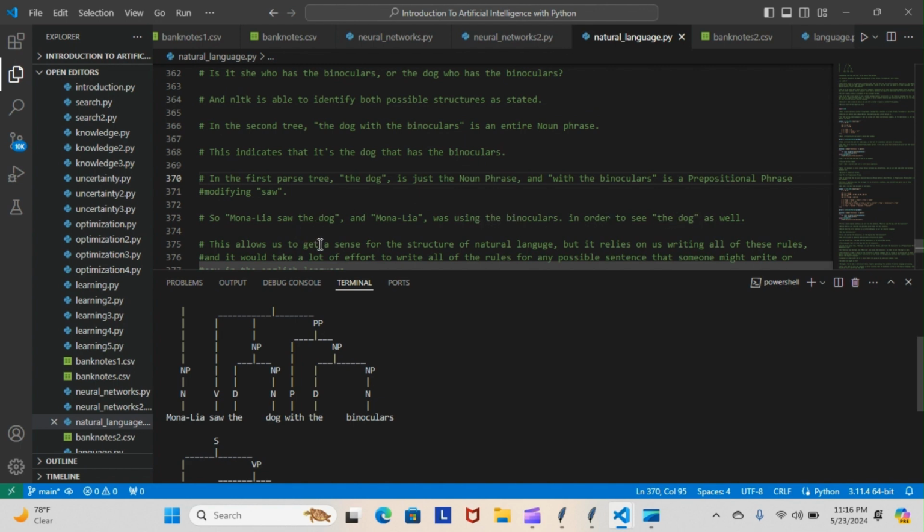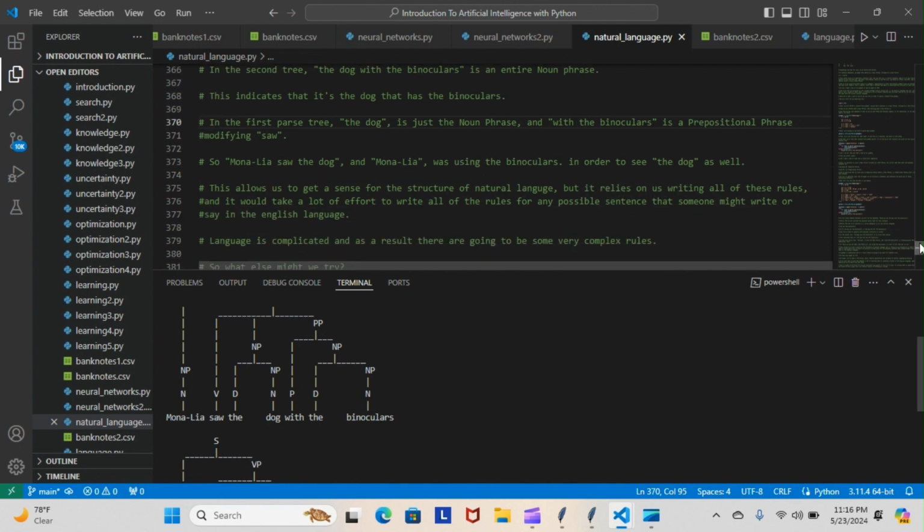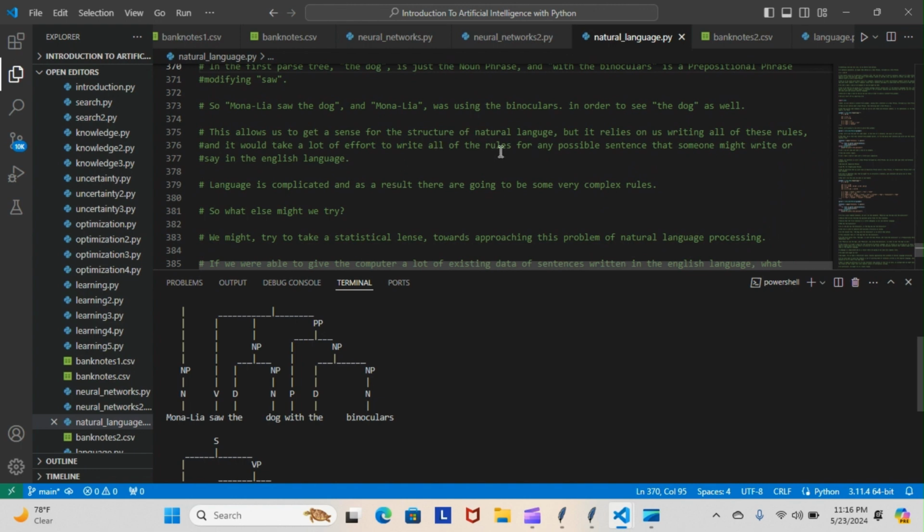This allows us to get a sense for the structure of natural language, but it relies on us writing all of these rules. It would take a lot of effort to write all of the rules for any possible sentence that someone might write or say in the English language. Language is complicated, and as a result, there are going to be some very complex rules. So what else might we try?